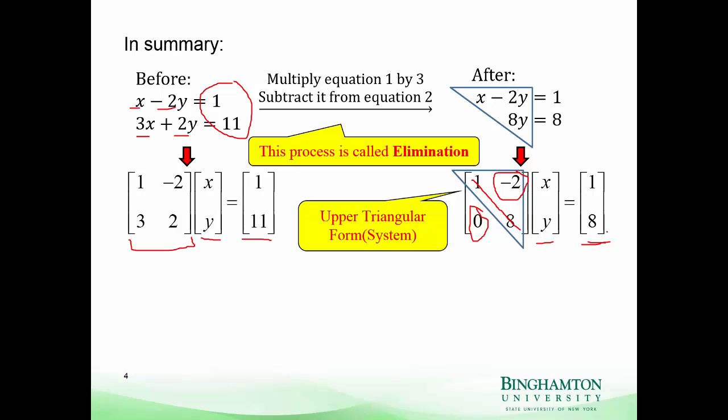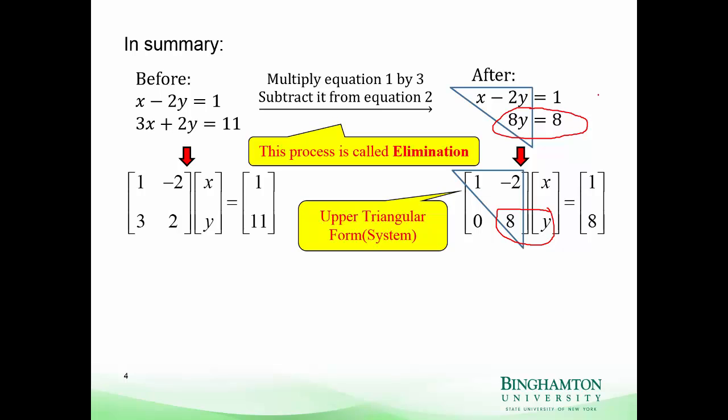But the key is that we've created an upper triangular form. Let me clear this stuff off here. So once we get it in upper triangular form, we notice that the bottom equation ends up being just an equation in one variable, and we can solve that for y in this case, and back substitute it in to solve.